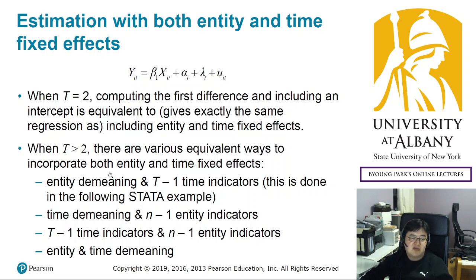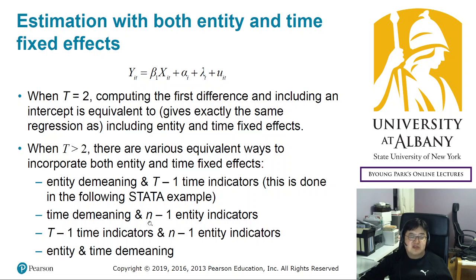Think about this. You may demean the entity dimension and include t-1 time indicators. So use dummy variables for the time dimension and demean to cancel out the entity dimension. Or vice versa, you may cancel out the time dimension but include dummy variables for the entity. Or you may include both dummy variables, or, if possible, cancel out both dimensions. I think it's not possible, not simple, mathematically not easy. So the choices are the first three options.